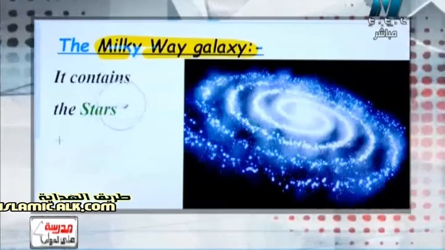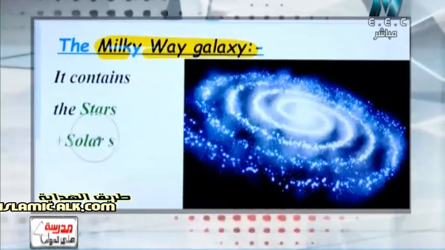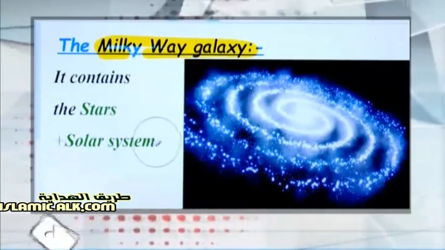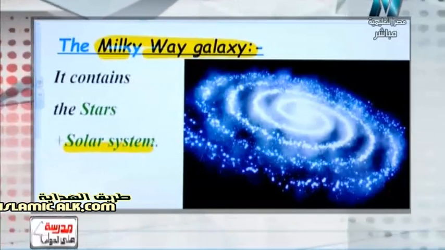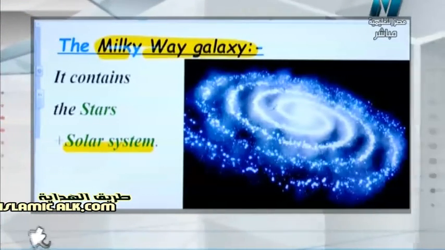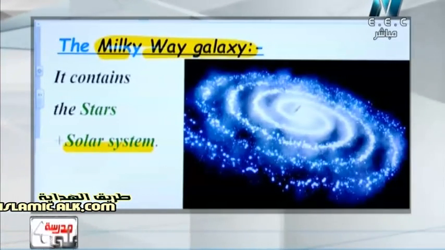The stars plus the solar system. Of course, the solar system is part of what? From the Milky Way galaxy. As we have here, the Milky Way galaxy has a spiral form.